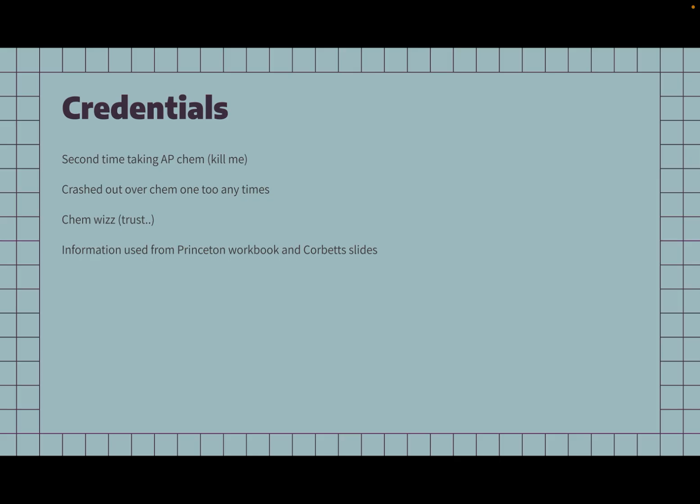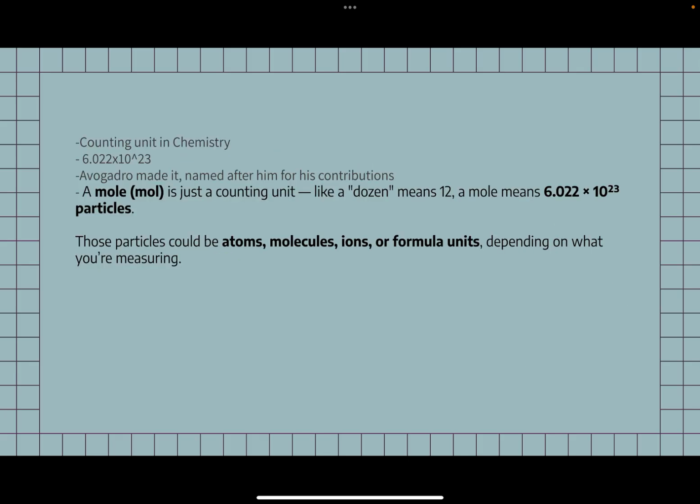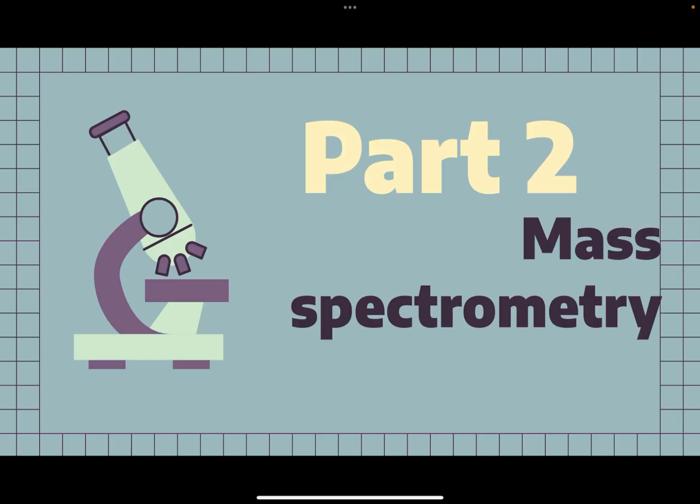So basically, a mole is 6.022 times 10 to the 23. It's used as a counting unit, and it can be 6.022 times 10 to the 23 moles, atoms, ions, or formula units, depending on what you're measuring or depending on what the question is asking.